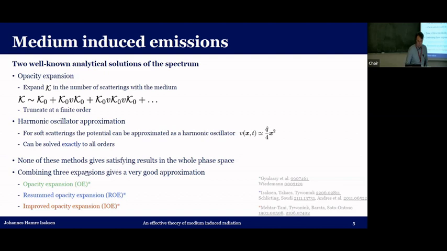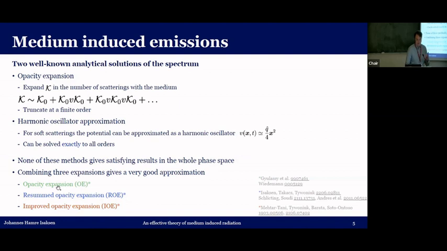But what we just found out in our paper is that you can combine three expansions, namely the opacity expansion, something called the resummed opacity expansion, and the improved opacity expansion. If you combine these three, you can get a good approximation of this emission spectrum in the whole phase space. And of course, we didn't invent all of this, we have to say.